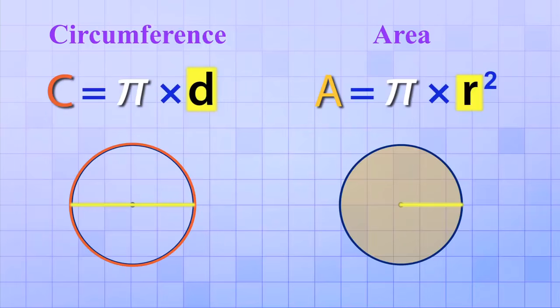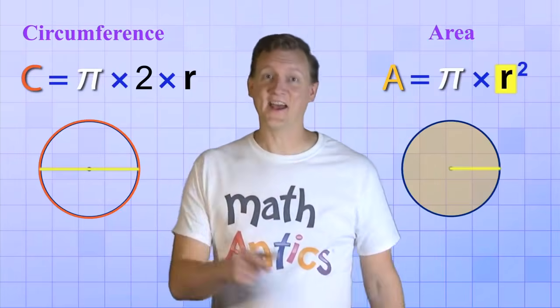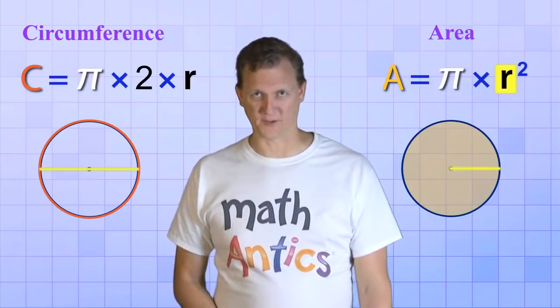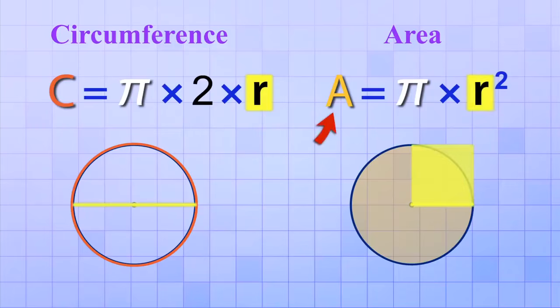But do you remember the relationship between the radius and the diameter? Diameter is just 2 times the radius. So we could rewrite our formula for circumference like this. Circumference equals pi times 2 times r. Ha! Now you see why it's so easy to get confused. To find the circumference, you take the radius and double it. Then you multiply by pi to get the final answer. But for area, you don't double the radius, you square it. And that's a very important difference.